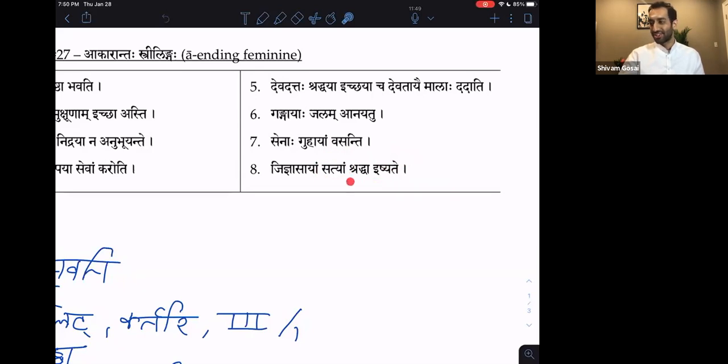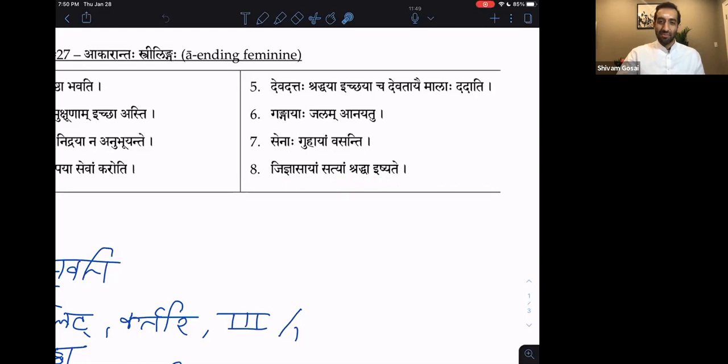What is desired? Shraddha. So this is karmani prathama, right? We're in karmani prayoga. So this karmani prathama to ishyate. So shraddha is desired. Okay, now jignyasayam satyam.